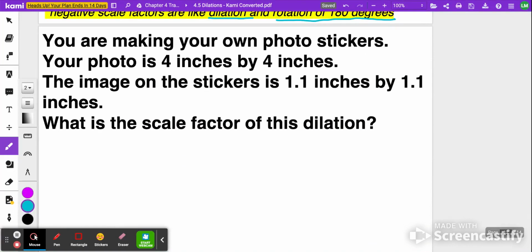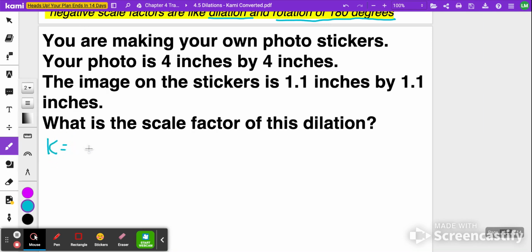Here's another one we can try, and this is just a word problem that we're going to discuss and work through. You're making your own photo stickers. Your photo is now 4 inches by 4 inches. The image on the sticker is 1.1 inches by 1.1 inches. What is the scale factor of the dilation?